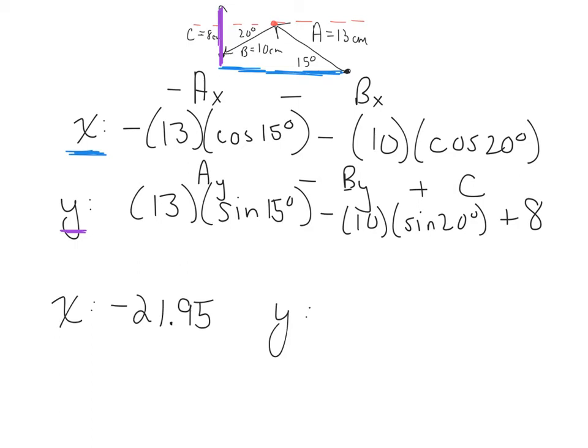Anyone else not get negative 21.95? No, I got it. What, in the y direction? Yeah, I got negative 0.05. Did you forget to add 8? Yeah, I did. So 7.94. Wait, do you add all those? You do whatever it says. So you do 13 times sine of 15 minus 10 times sine of 20 and add 8 to the end of it. You guys, you can do this all in one line in your calculator. Don't do this in separate lines. Do it all in one line.